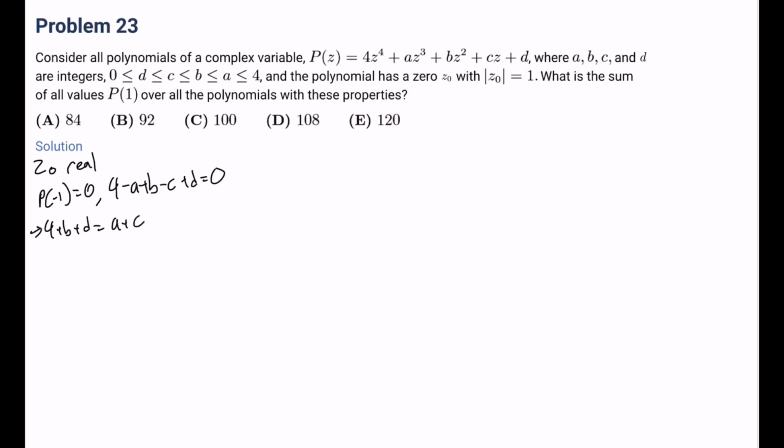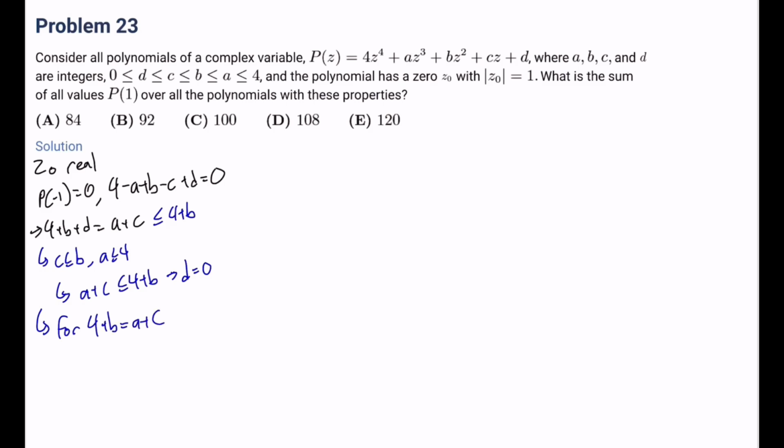But then from here, we see that C is less than or equal to B, and A is less than or equal to 4. This means that A plus C must be less than or equal to 4 plus B. So this thing is less than or equal to 4 plus B. That means D must be 0. This gives that D is 0. And for 4 plus B equals A plus C, because that's what's left now that D is 0, this gives us that A must be 4 and C must be equal to B, because this holds true.